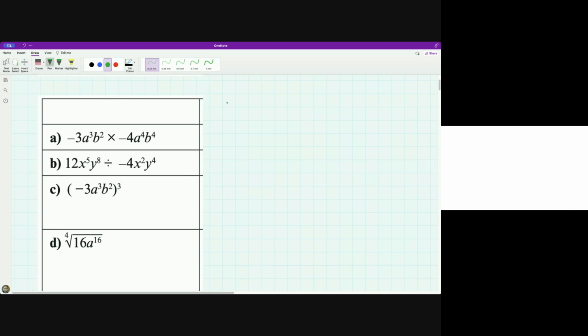Let's do 4 quick questions. I want you to do the answers for A, B, C, and D. These are some basic exponential and surd ones. I will give you 3 minutes to do these, and tell me done in the chat when you're done.